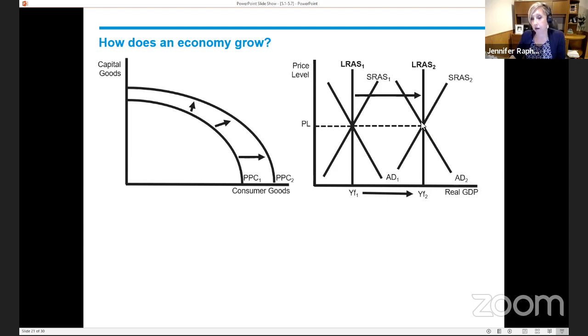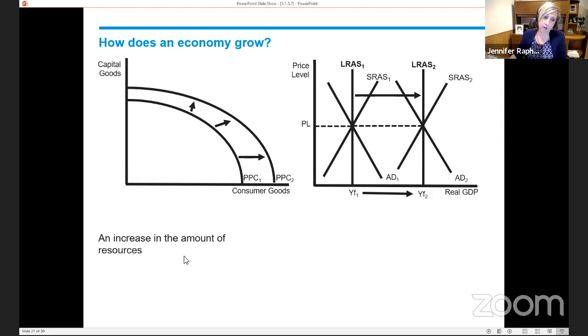So whether aggregate demand has brought LRAS along or SRAS has brought LRAS along, we model economic growth as an increase in long-run aggregate supply, indicating that when the economy is operating at full employment levels of output, we can produce more output than we could before. So this is how we model economic growth.